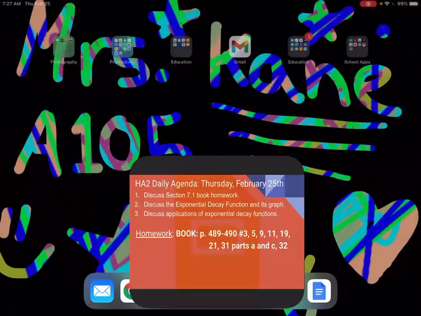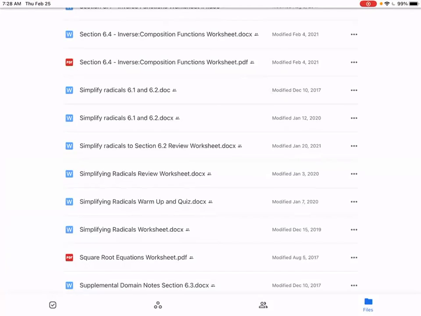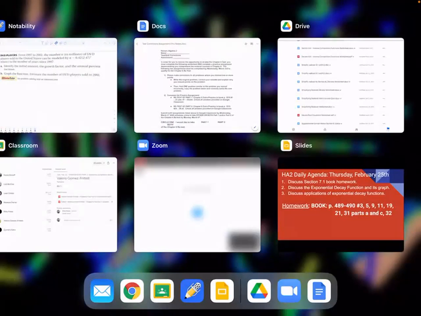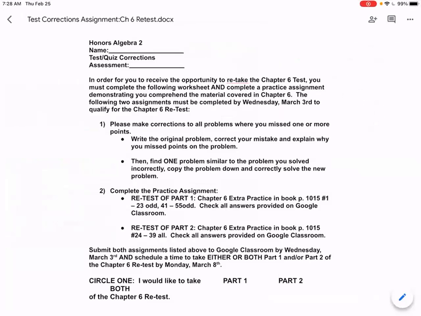If you would like or are interested in taking a retest, and I apologize, I'm pulling this up on my iPad, so it's not quite as neat as it is on my laptop. I didn't save it as a PDF yet. But if you're interested in doing a retest correction, there were two portions of the Chapter 6 test. You can choose to retest one portion because you didn't like the score you received on the first portion, or you didn't like the score you received on the second portion. Or you can choose to retest on both.